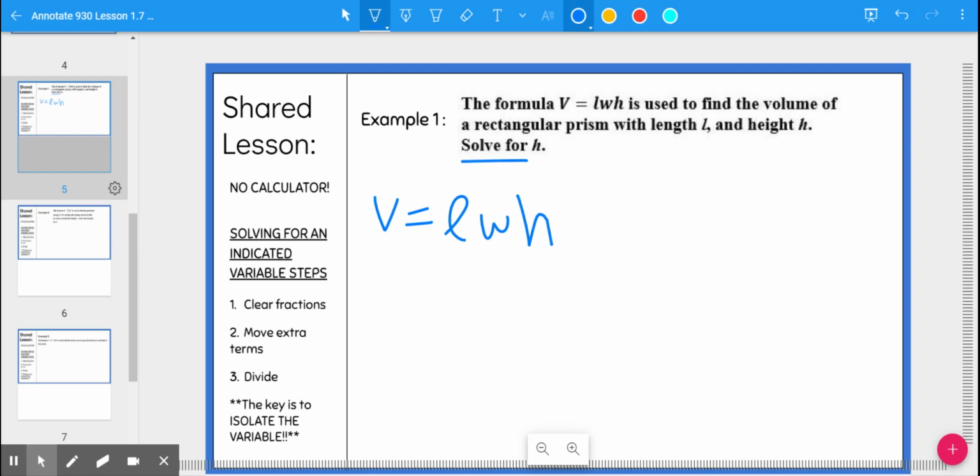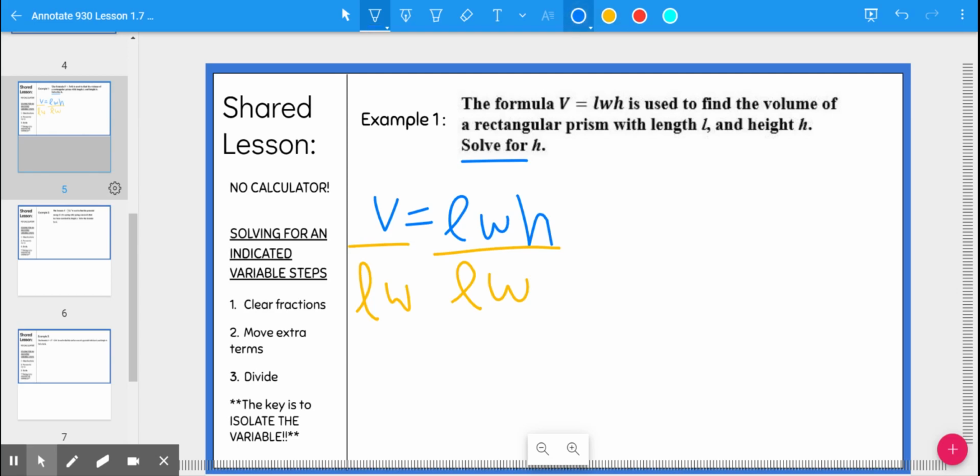Now we want to move extra terms over. Now I don't see a plus or a minus sign anywhere, so I can't subtract or add anything to the other side. But I do know that length times width times height are all being multiplied together. So how do I undo multiplication? I divide, and I want to get that H by itself, so I'm going to divide by the length and width, and whatever you do to one side, you have to do to the other.